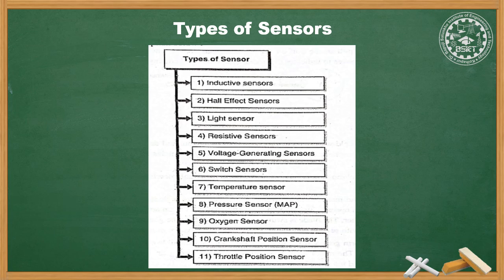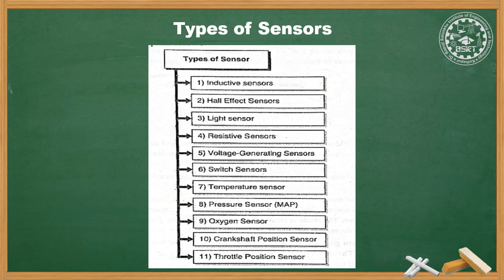Ninth one is oxygen sensor. The oxygen sensor produces a voltage signal based on the amount of oxygen in the exhaust of the engine. This voltage signal is used by the ECU, electronic control unit or electronic control module, to provide air fuel mixture information for fuel delivery and emission control.